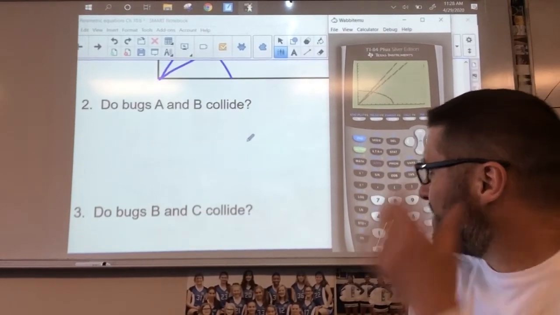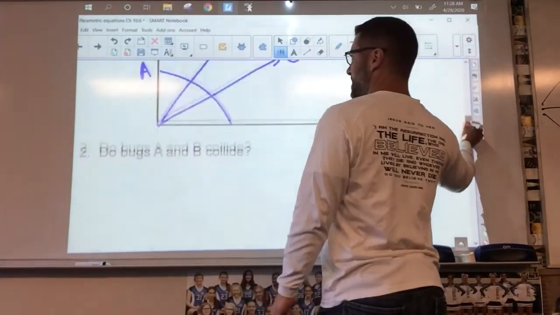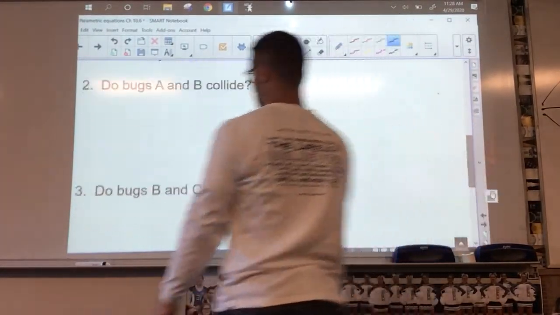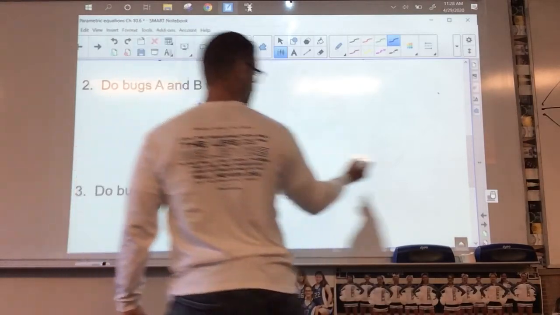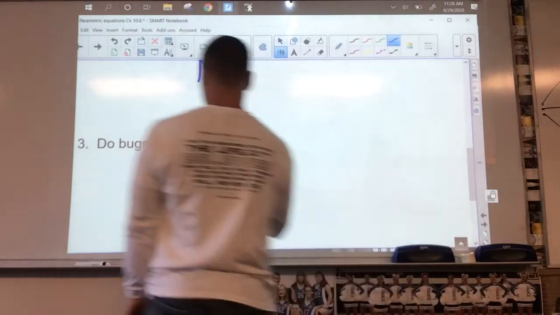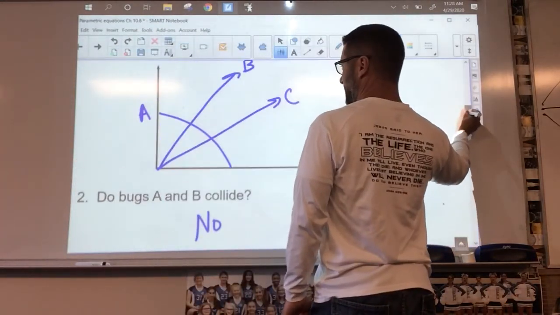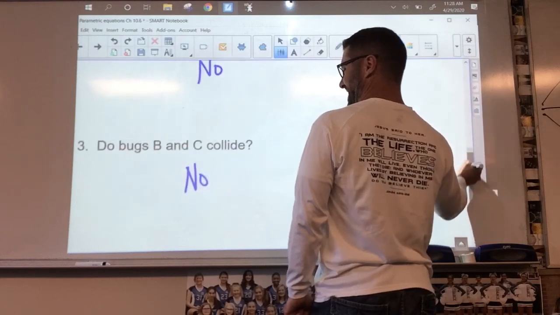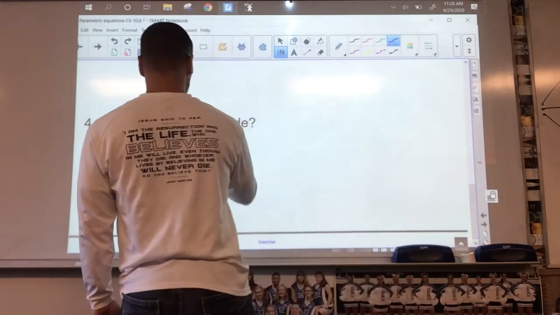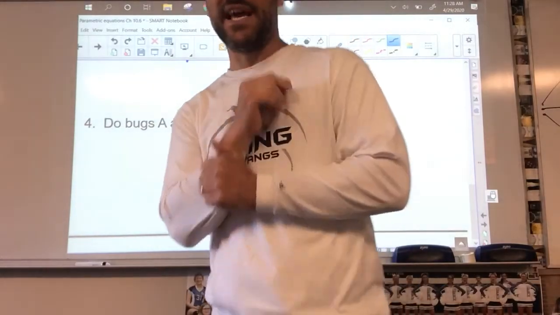So do bugs A and B collide? No, I don't think A and B collided. They're at different places at different times. Do bugs B and C collide? B and C, no, they're definitely going different directions. But do bugs A and C collide? Yes, they did. They appeared to collide and be in the same place at the same time.